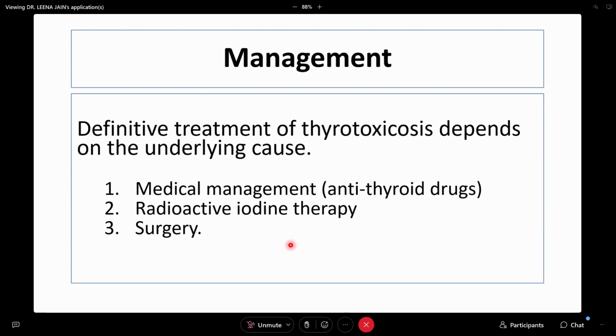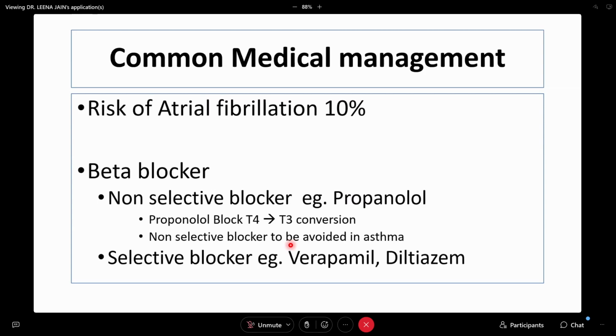For Graves' disease, if you are not able to control the hyperthyroid status, you have to consider definitive treatment because of the higher uptake of the nodules. So common medical management you have to do because there is a risk of atrial fibrillation in 10% of the cases. So in those cases, we used to advise beta blockers.